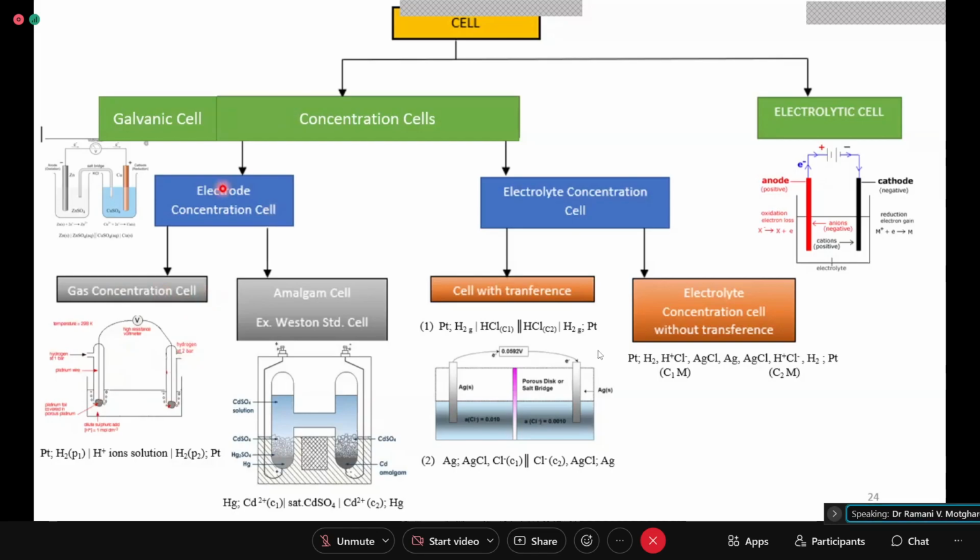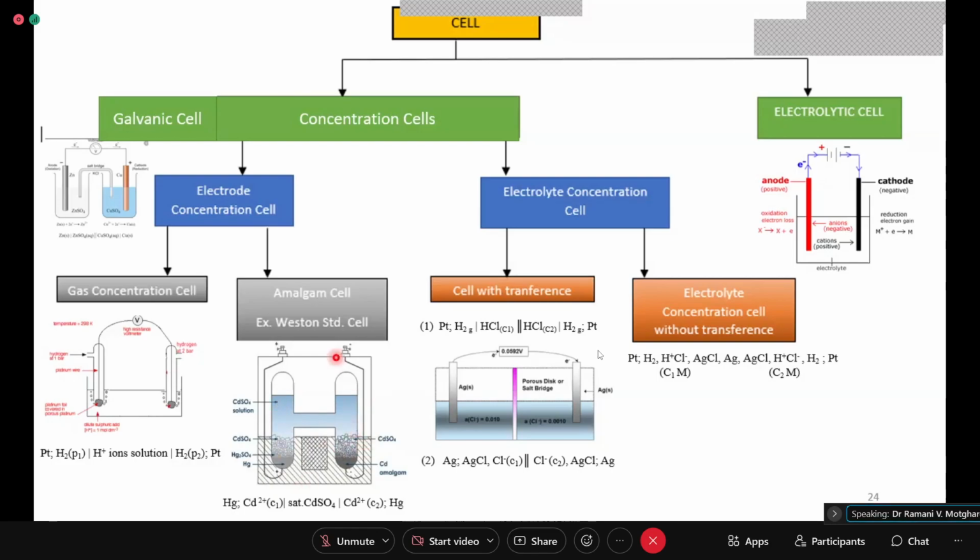Then another type of electrode concentration cell is the amalgam cell. Now in the amalgam cell, what is seen, you have mercury in both the arms of an H-shaped tube, and this mercury is then having an amalgam of cadmium. The concentration of cadmium amalgam in the two arms will be different. So at one place it will be 12%, and at one place it will be 2.5%. So this amalgam which is there of cadmium, and above this will be cadmium sulfate solution.